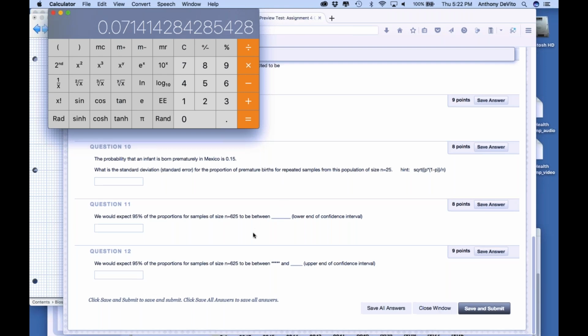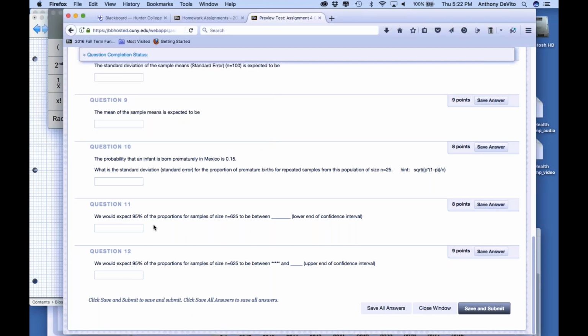All right, so let's take a look at number 11. We would expect 95% of samples of size 625 to be in between. Now let's assume it's the same population, 15%. Our p is 15%, except this time it's a sample size of 625. And they're asking us for the confidence interval. Yeah, it's a badly worded question. I agree with you guys. They're asking us for the confidence interval if you had taken a sample of size 625. You want the lower limit of the confidence interval and the higher limit.